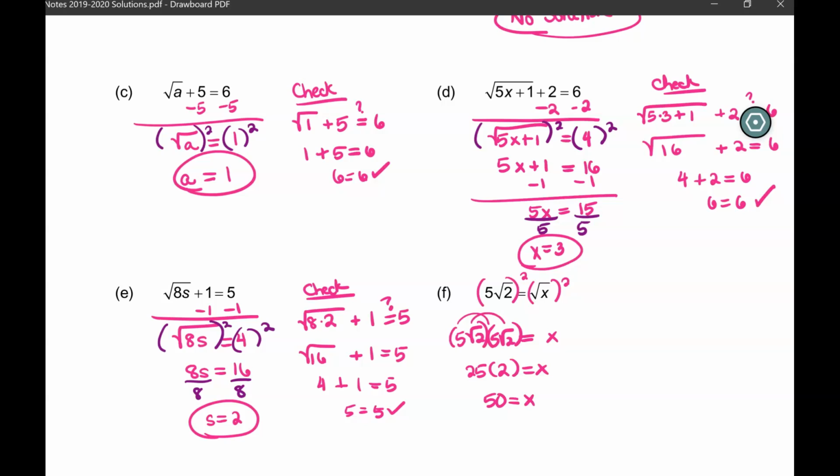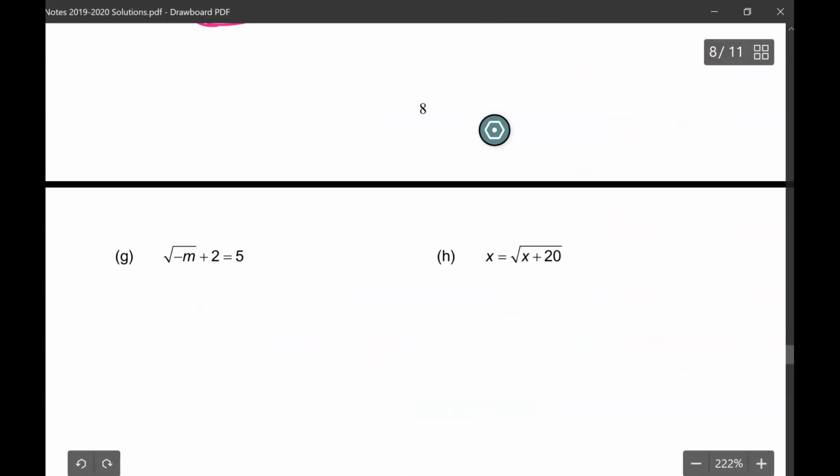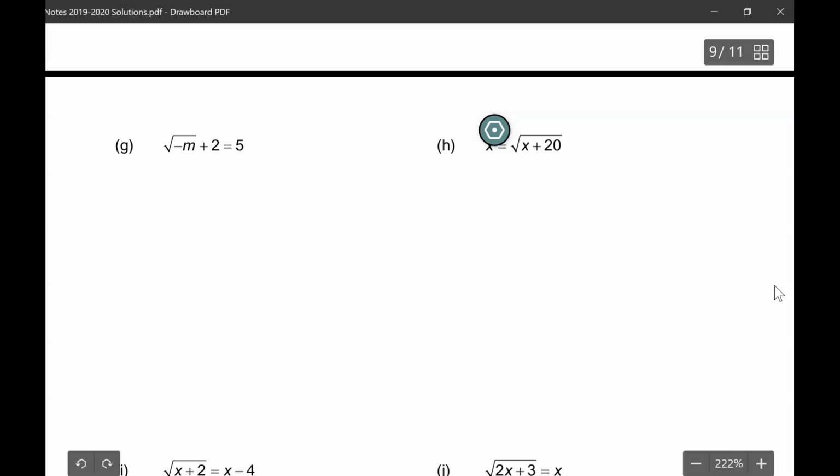So let's see, when I plug it back in, we want to see, is 5 root 2 equal to the square root of 50? So remember, square root of 50 we can simplify to the square root of 25 times square root of 2. And we do get 5 root 2. So x equals 50. Okay, so let's take a look at the next page.